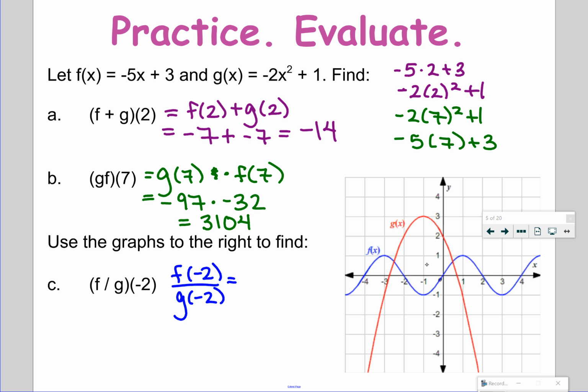Finally, the problem on the bottom, f of -2 divided by g of -2. F of -2, we're going to find -2 on the x-axis, and actually function f is right there, so that's a 0. G of -2, we would have to go up to our function, that's at 2. 0 divided by anything gives me 0.